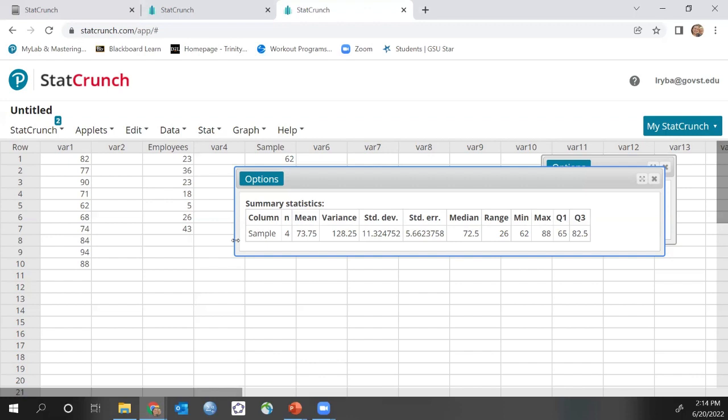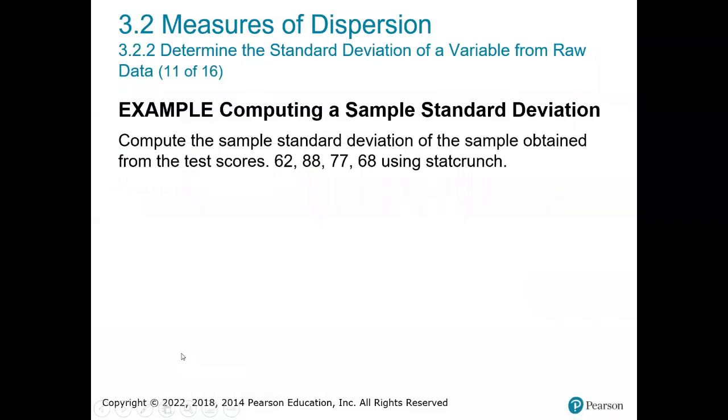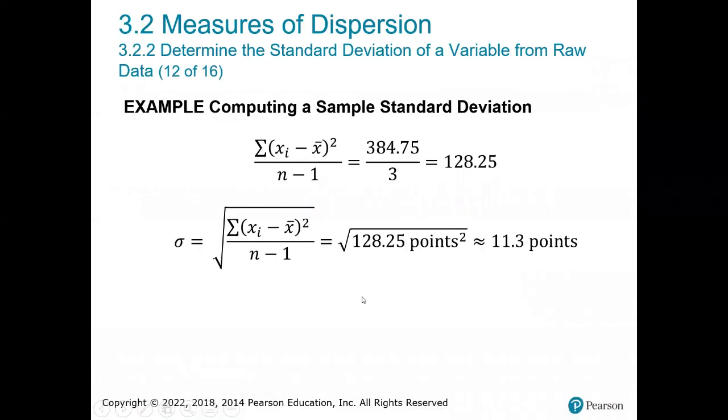Okay, so for this one, my sample standard deviation is 11.3 right there. And you will see on the next slide it is about 11.3. This is the wrong symbol, I apologize. That should be an S, not a sigma, because this is a sample. Sample standard deviation is letter S.